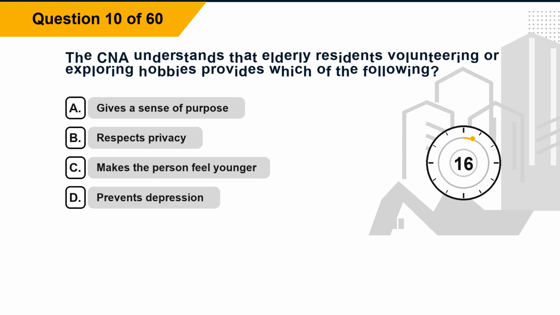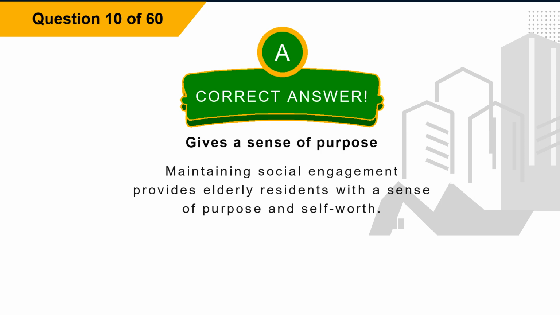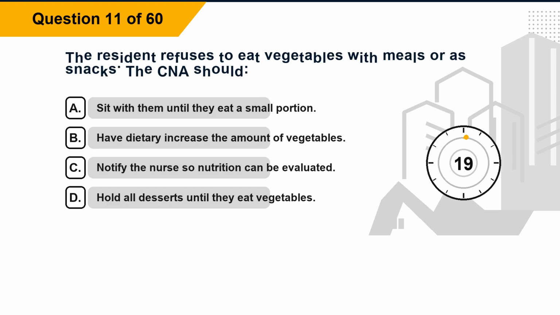Question 10. The CNA understands that elderly residents volunteering or exploring hobbies provides which of the following? Option A. Gives a sense of purpose. Option B. Respects privacy. Option C. Makes the person feel younger. Option D. Prevents depression. The correct answer is option A. Gives a sense of purpose. Explanation. Maintaining social engagement provides elderly residents with a sense of purpose and self-worth. Question 11. The resident refuses to eat vegetables with meals or as snacks.